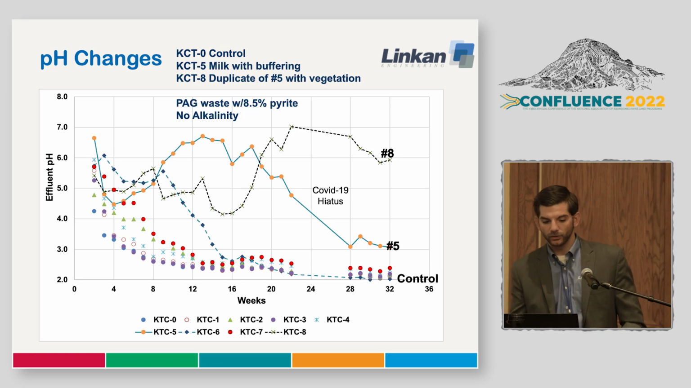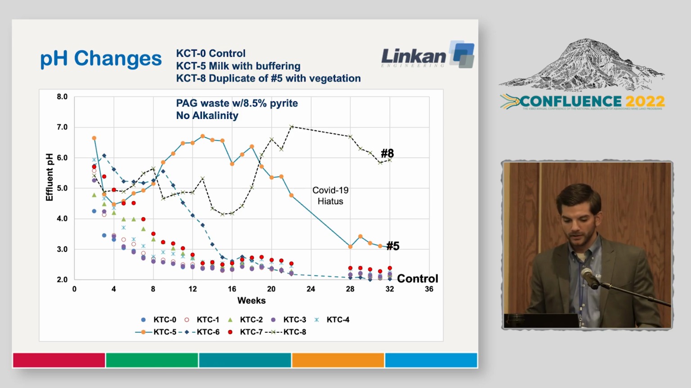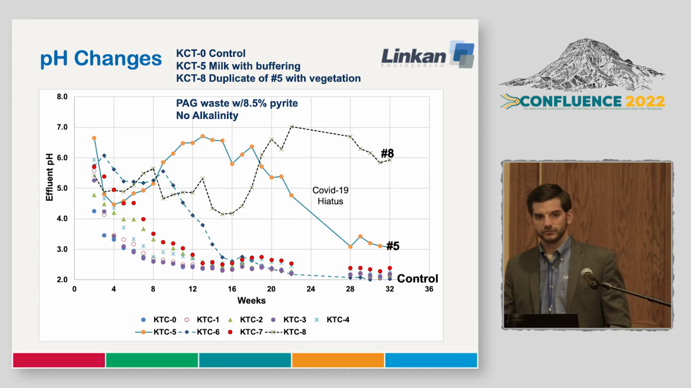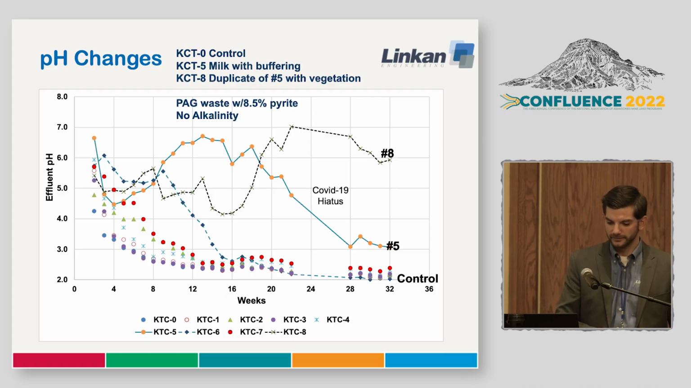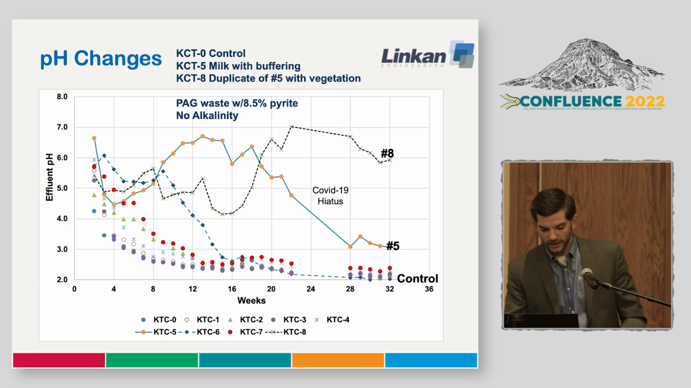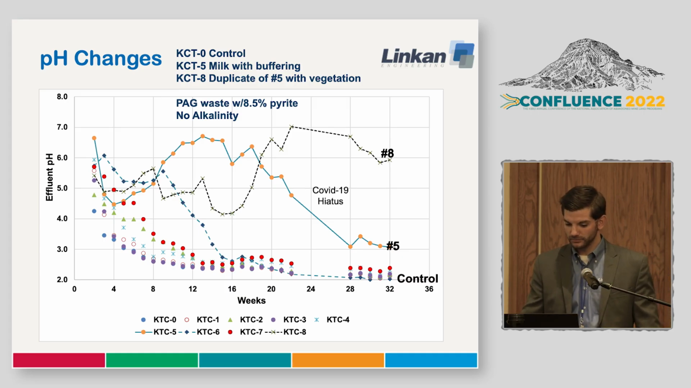5 was the milk with buffering, and the top kind of gives you a little key. And then number 8 was a duplicate of 5, so same milk concentration with the lime buffer, but we actually established vegetation on it. So we can see effluent pH with the vegetation dramatically increased relative to the control. We're looking at effluent pHs of around 6, where our control and almost every other cell is down below 3.